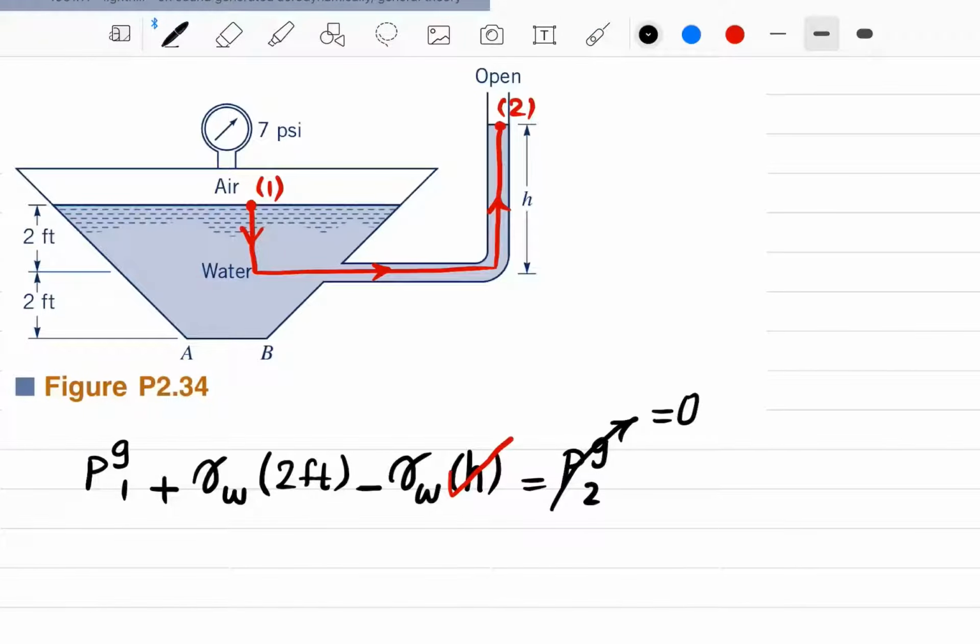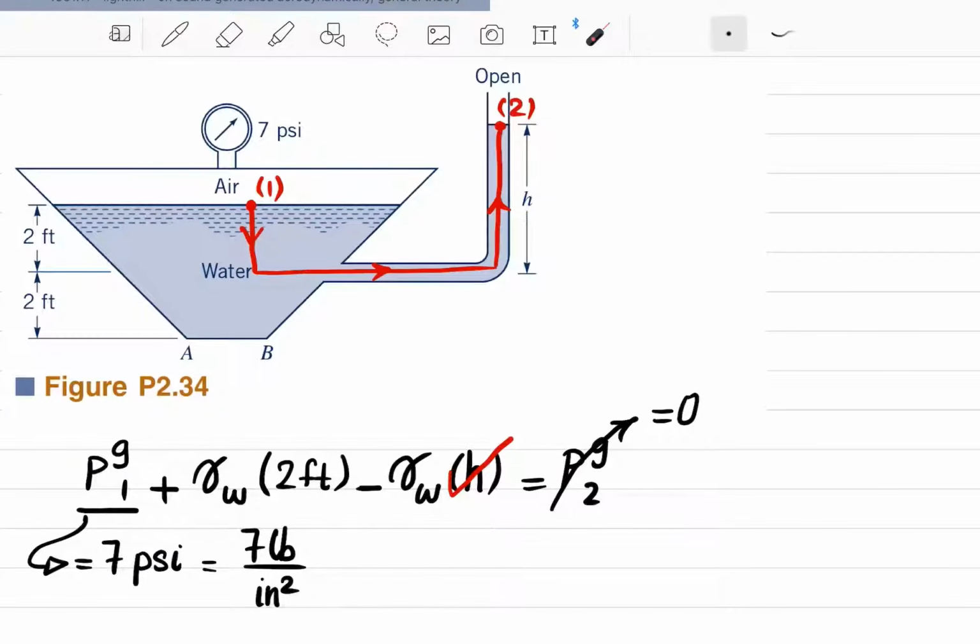But the only thing is that here the gauge pressure at point 1 is given as 7 psi, which is 7 pounds over square inches. And since here we have 2 feet, we have to convert inch squared to feet squared, so the conversion rate is 144.